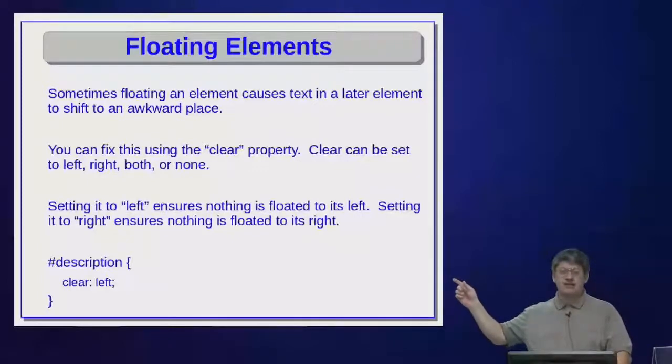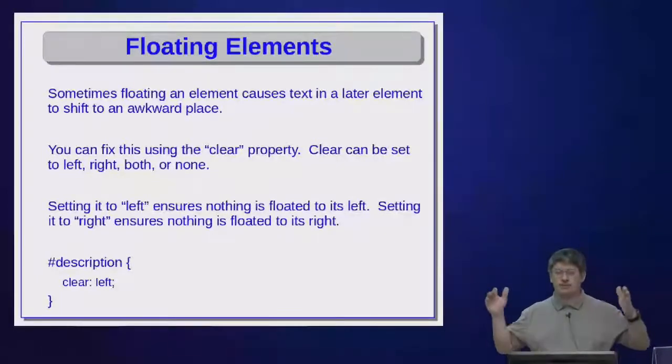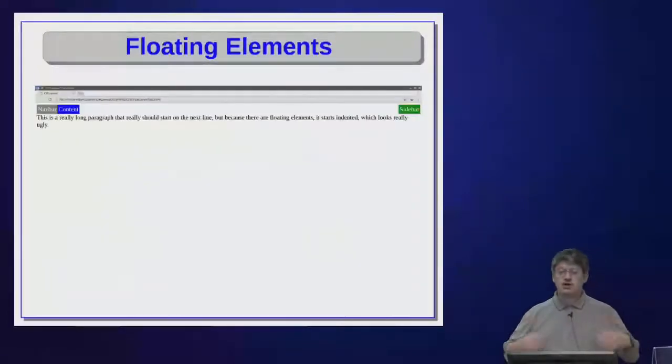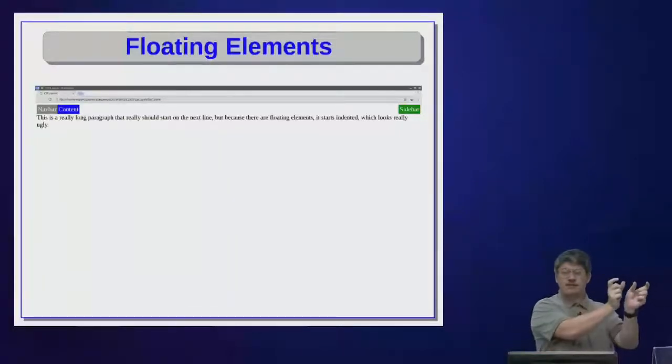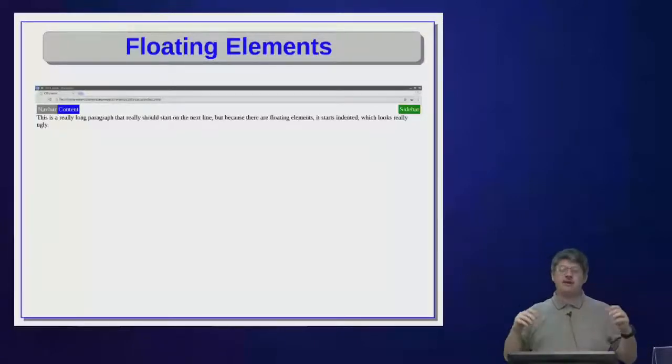I can say hashtag description or pound description, clear: left. And that'll say take that description paragraph and move it so that it clears the floating elements on the left. I can actually set clear either to left, to right, to both, or to none, and it'll do the appropriate thing. So if I do that, this is what it looks like. My nav bar and my content div have both been floated over to the left, so they're stacked right next to each other. My sidebar has been floated over to the right side of the screen, but my paragraph now clears both of them. I told it to clear the left side, so it gets wrapped to the next line below, where it looks a lot nicer.